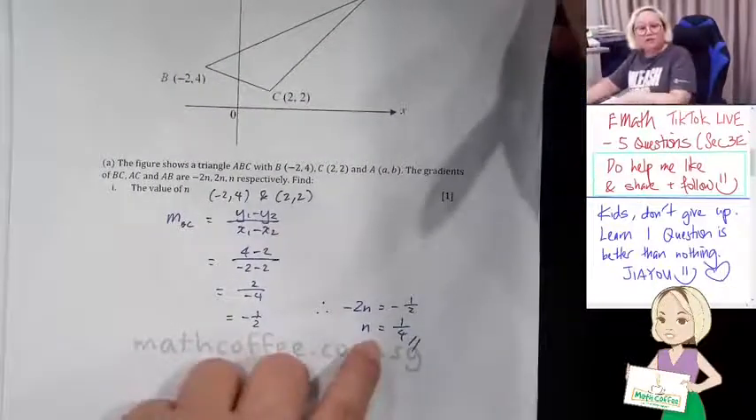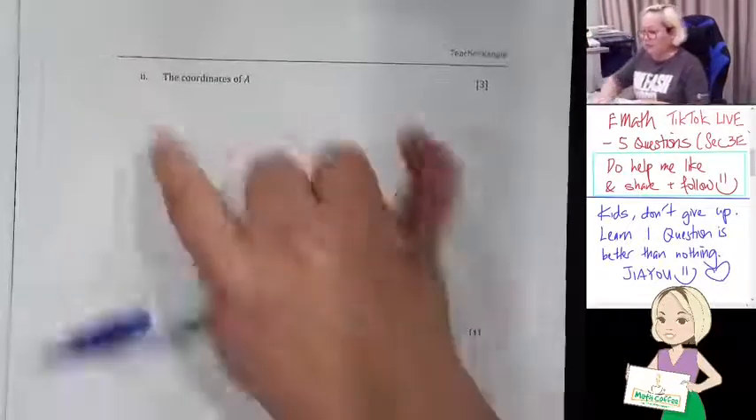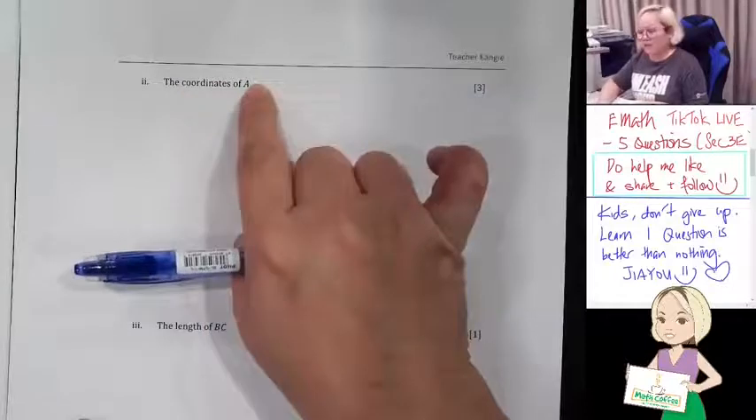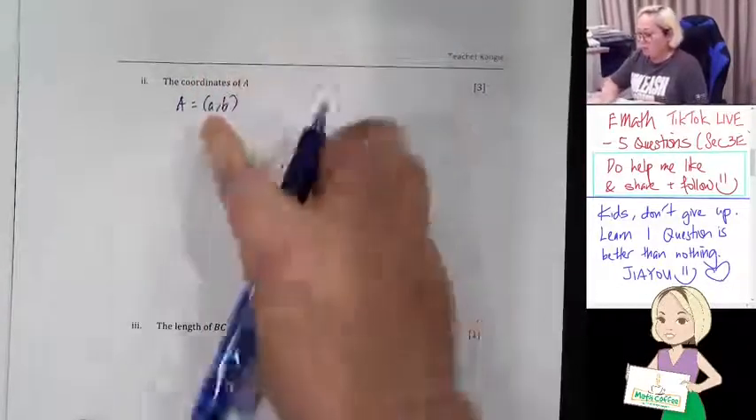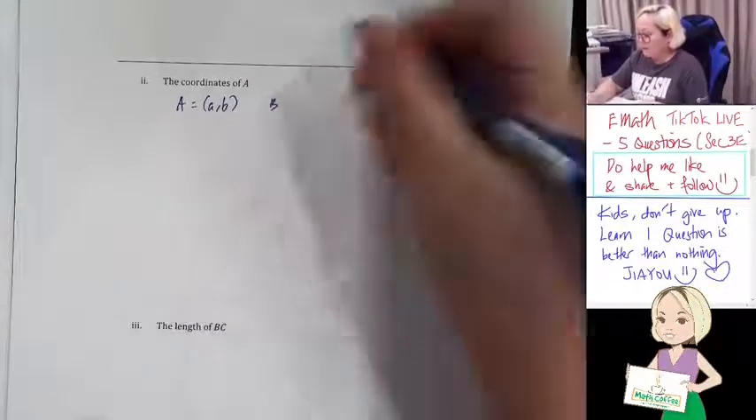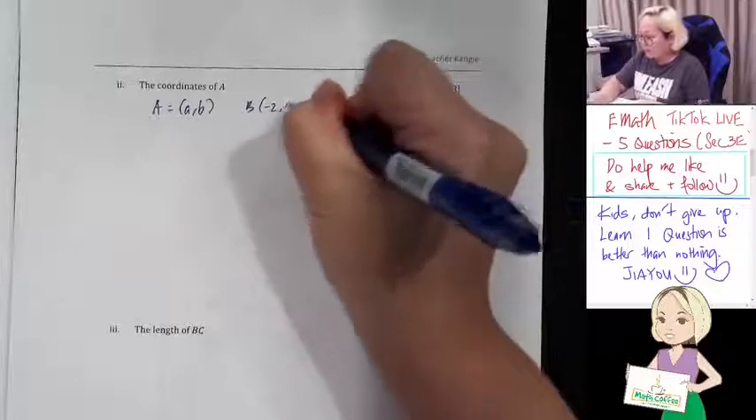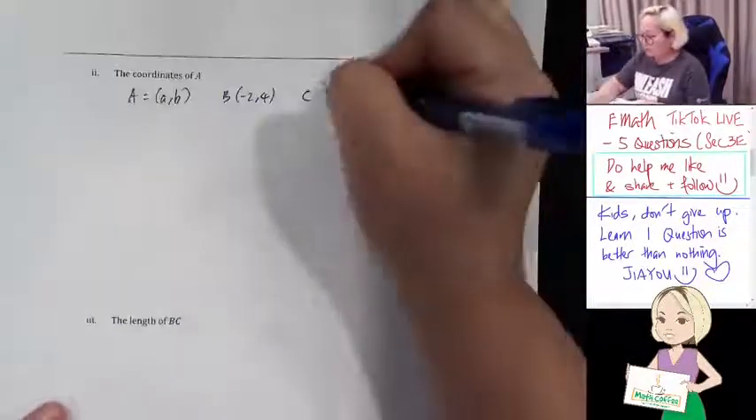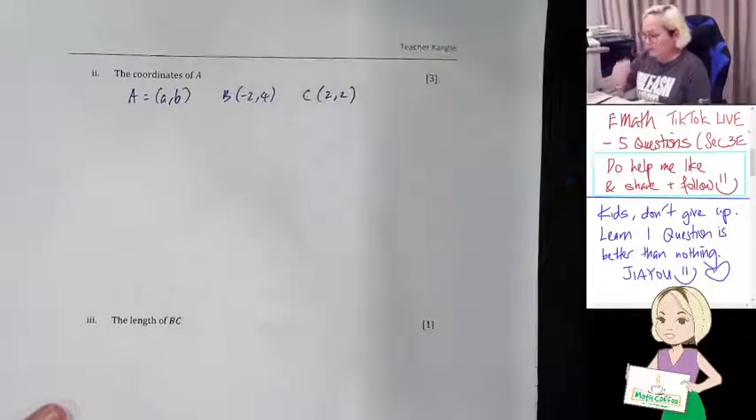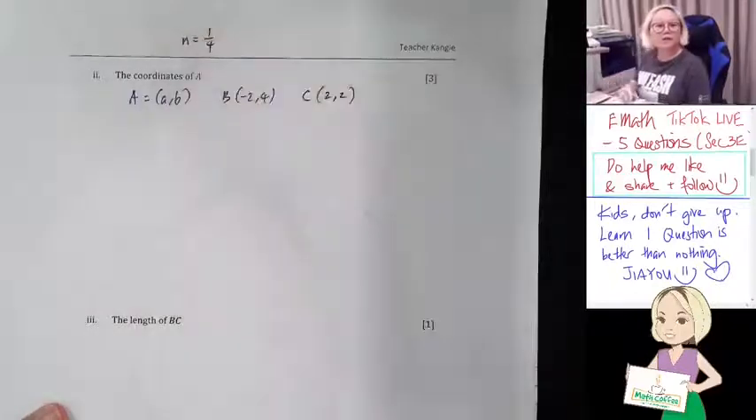So this is how I solve my n equals to 1/4. Now the tough part is here. They asked me to find coordinate A. Just now my A was AB. I have 2 unknowns. My B, I just write it here: B is -2, 4. And then my C is 2, 2. And we know that just now we have found that n is equal to 1/4.